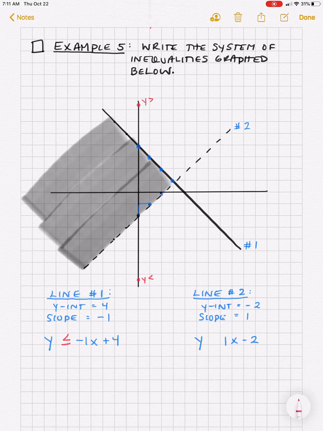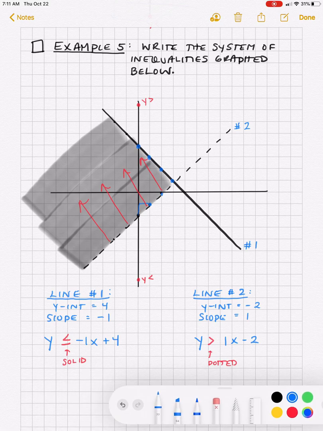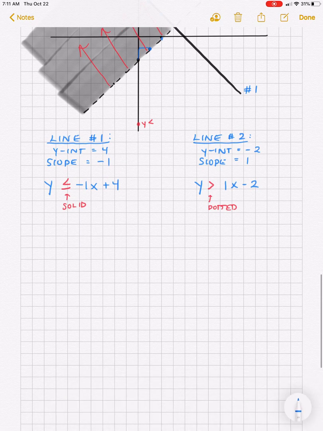Okay, now let's look at your inequality. This inequality is shading above the line, okay? And so that is going to make it greater than, because it shades above and it's dotted. The other is going to be less than or equal to because it's shaded below the line and it's a solid line. So finally, in our last part, let's take our 2 inequalities and write a system. Our answer is going to be y is less than or equal to -x plus 4, and y is greater than x minus 2. The order in which you write line 1 and line 2 does not matter.